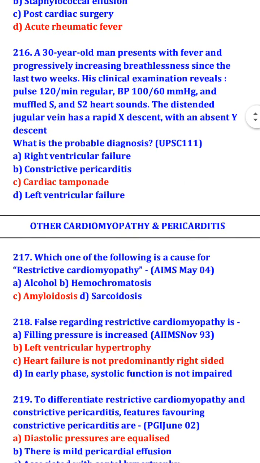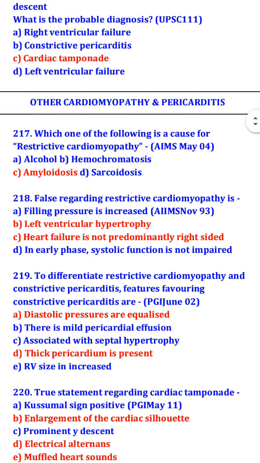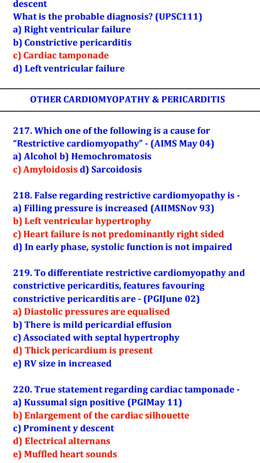Which one of the following is a cause for restrictive cardiomyopathy? Amyloidosis. False regarding restrictive cardiomyopathy is that left ventricular hypertrophy is present and heart failure is not predominantly right sided. So what is true about restrictive cardiomyopathy? Filling pressure is increased. In the early phase, systolic function is not impaired.